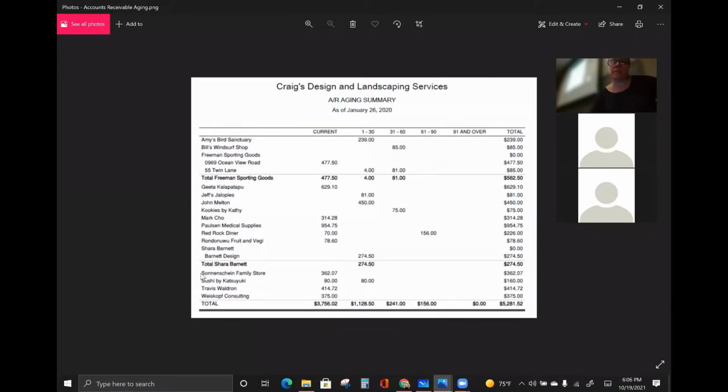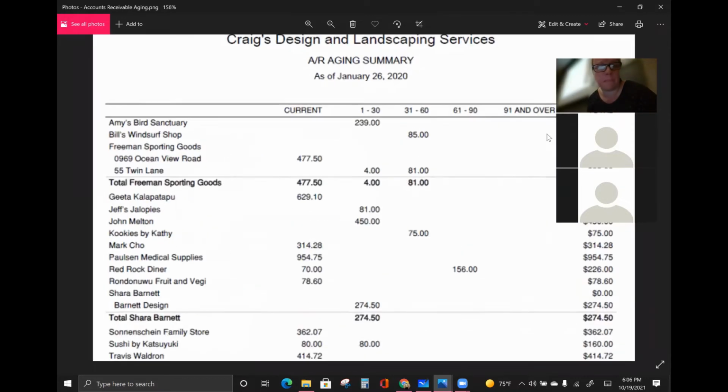You'll notice at the top, it tells you what's current, what's 1 to 30 days, 31 to 60 days, 61 to 90 days, and then 91 days and over. Then you have a total. If they have multiple invoices and the due dates are different, you could potentially have multiple amounts, and the total gives you the total that's owed from them. Can you see that, or do I need to blow it up?